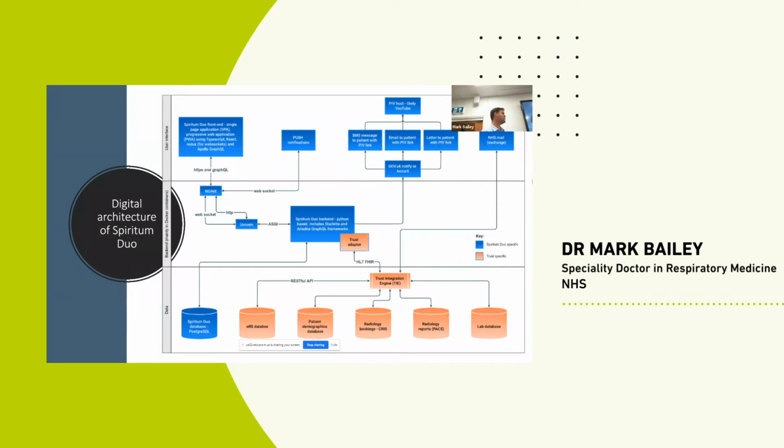Right, so this is an overview of the technology architecture. We've got the user interface at the top, the back end in Docker in the middle, and then the data, which is stored in the trusts, apart from the bottom left, the Spiritum Duo Postgres SQL. All the data stored within the trusts is reached via what I like to think of as a switchboard, like a telephone switchboard: the TIE, the trust integration engine, that connects all the disparate systems in the trusts. There are a lot more than just the five there, but that's the five we've put up for explaining how it all connects up.